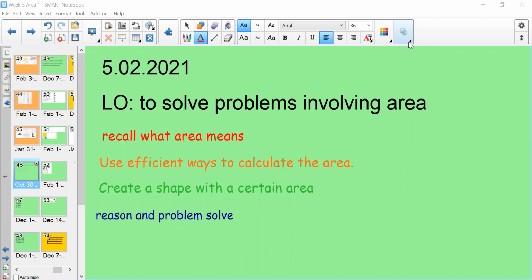So you need to be able to remember that area is measuring the surface of a 2D shape to the inside. Use efficient ways to calculate the area. So think about the two ways that we've learned this week. We've learned to multiply and we've learned to count all the squares. So think about which way you can use, which is the most efficient, which is the best way. Create a shape with a certain area and reason and problem solve.